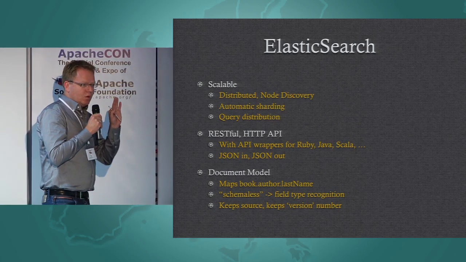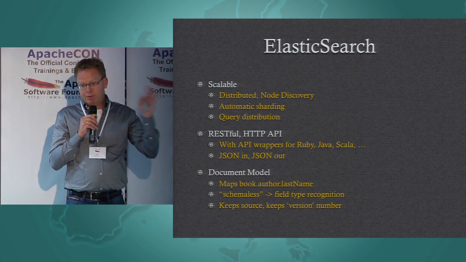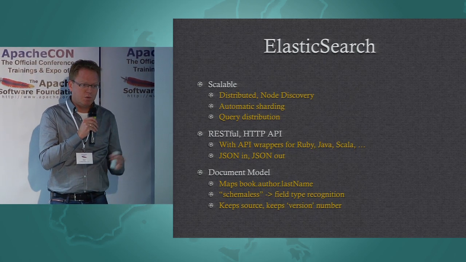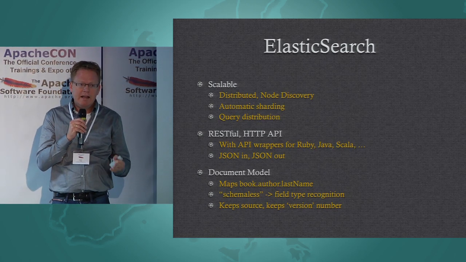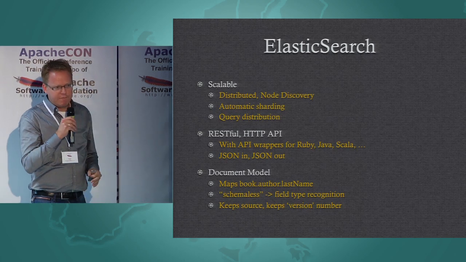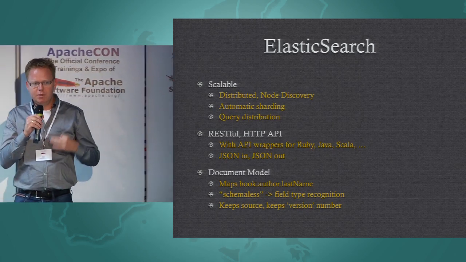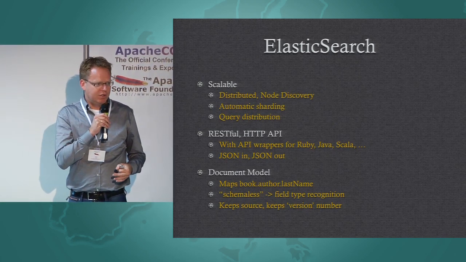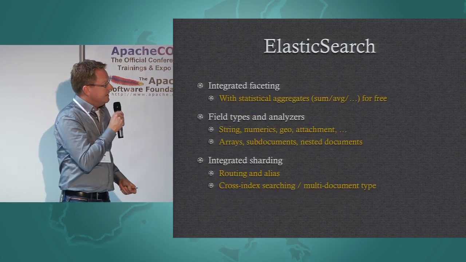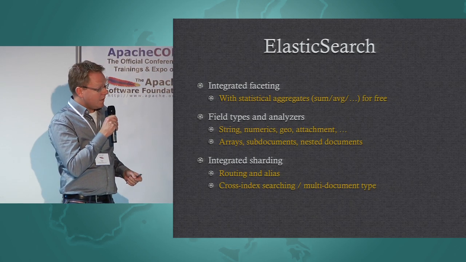Also, it keeps all the source, so any JSON document you put in, it just stores as a source document. By default, you can switch it off, but by default it does that, and that allows you to do a lot of smart things. And it keeps something like a version number automatically, so if you update something, it increments an internal version number. Some other great things that Elasticsearch has, it has integrated faceting.